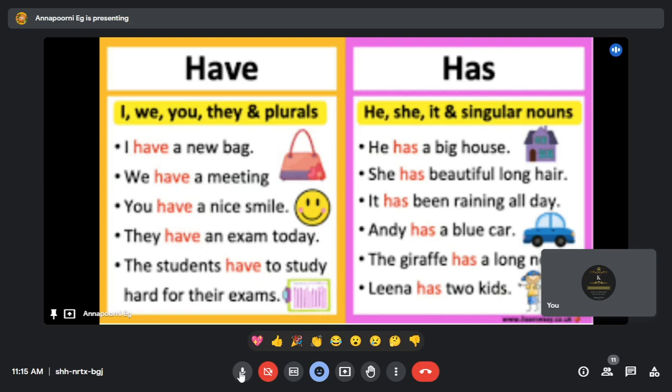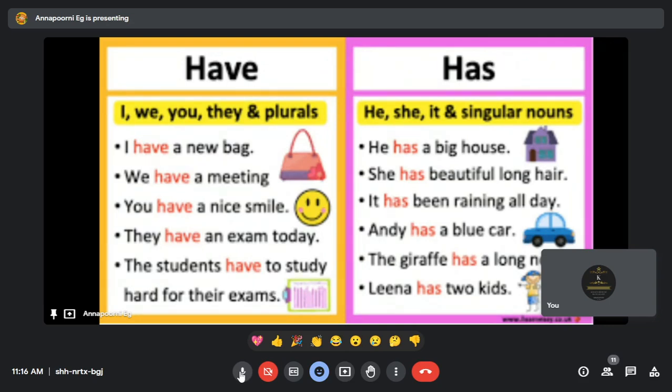Now coming to has. Yes, Jenny. He has a big house. She has a beautiful long hair. It has been rainy all day. Addie has a blue car. The giraffe has a long neck.